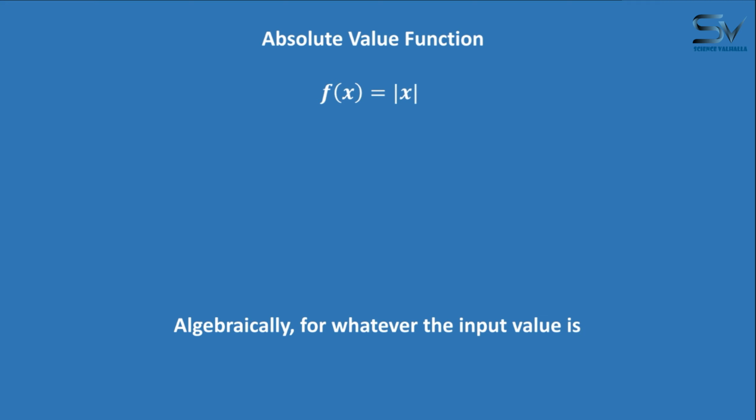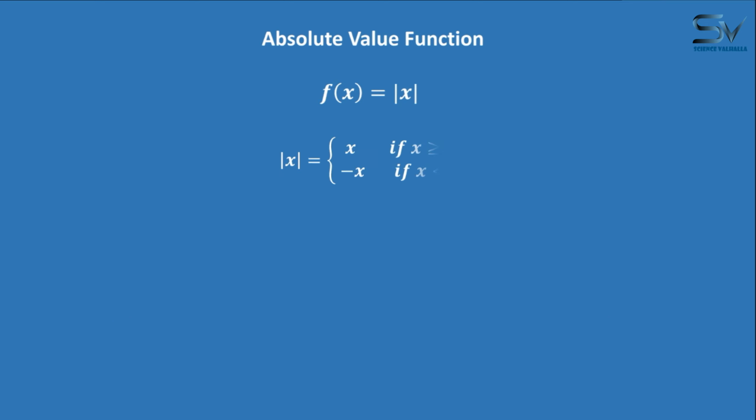Now let's see how to draw the graph of piecewise functions. First, here we have the absolute value function. What kind of function is an absolute value function? Algebraically, for whatever the input value is, the output is the value without regard to sign. This means it always gives a positive number. As distance is always a positive number, distance can never be a negative number, so it will be very useful if we consider distance as the absolute value function.